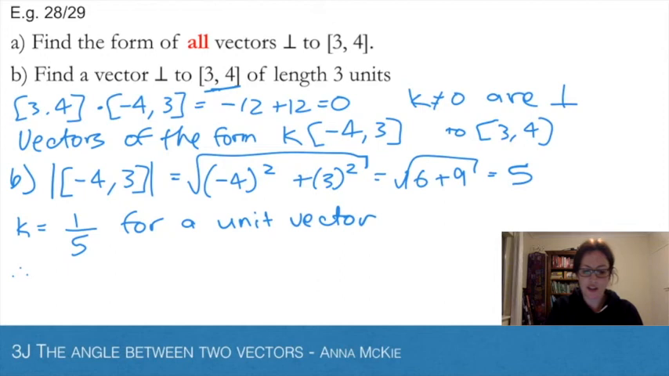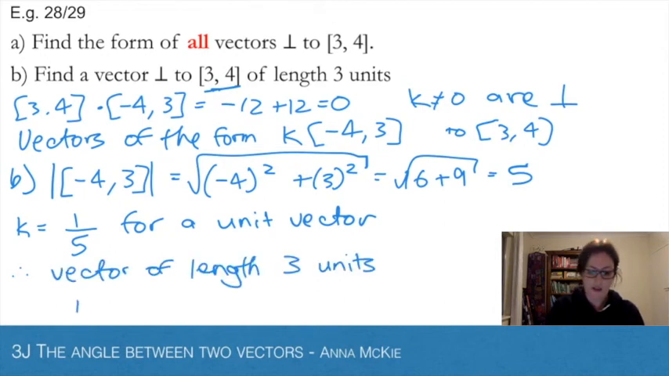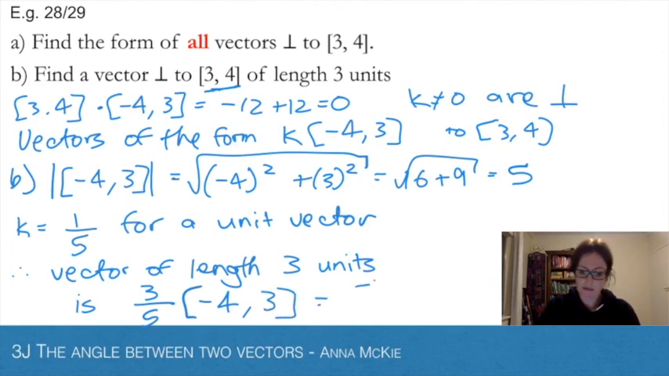And therefore, reading the question, a vector of length 3 units, so what would that look like? So we want 3 lots of that unit vector, so 3 multiplied by a fifth, so we can go 3 over 5, and then you put that, that's the scalar multiple of that perpendicular vector. You could leave it like that, but we often tend to bring in that scalar. And so to answer the question, find a vector that is perpendicular to the vector (3, 4), and it has length of 3 units. That's our answer for this one.